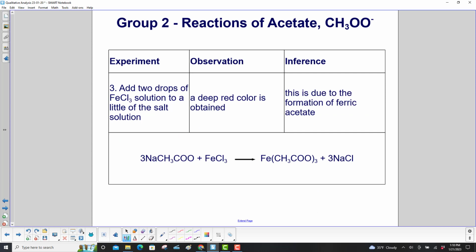3. Add 2 drops of ferric chloride solution to a little of the salt solution. Observation, a deep red color is obtained. Inference, this is due to the formation of ferric acetate.